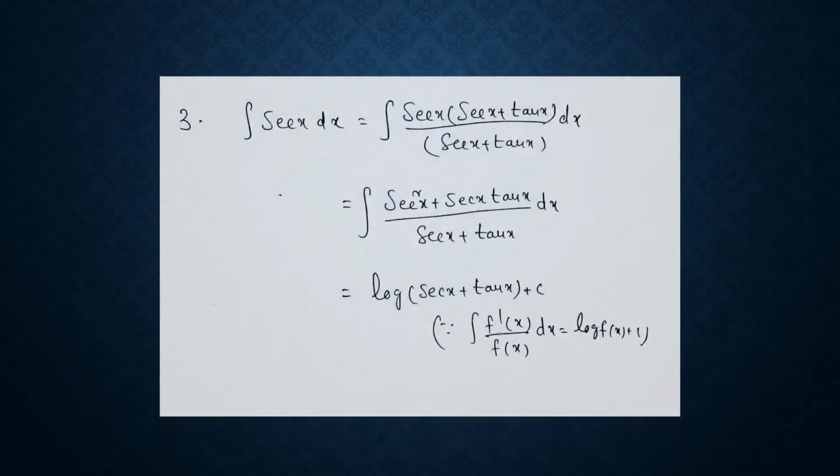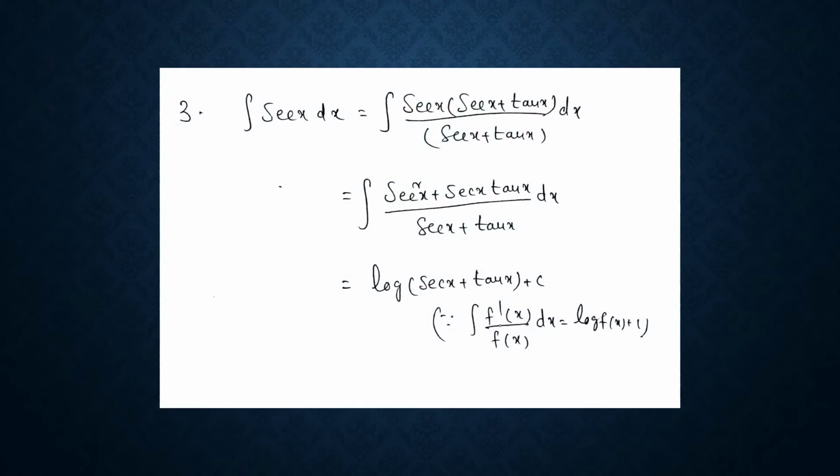Next problem. Integral secant x dx. To find the formula for integral secant x dx, here multiply and divide the numerator and denominator by secant x plus tan x. By multiplying both the denominator and numerator with secant x plus tan x, we will get secant x into secant x plus tan x by secant x plus tan x. Then the numerator becomes secant square x plus secant x into tan x, divided by secant x plus tan x.